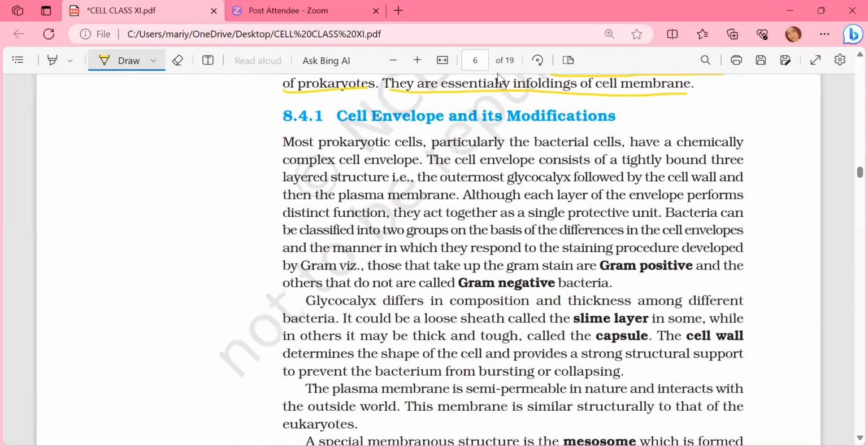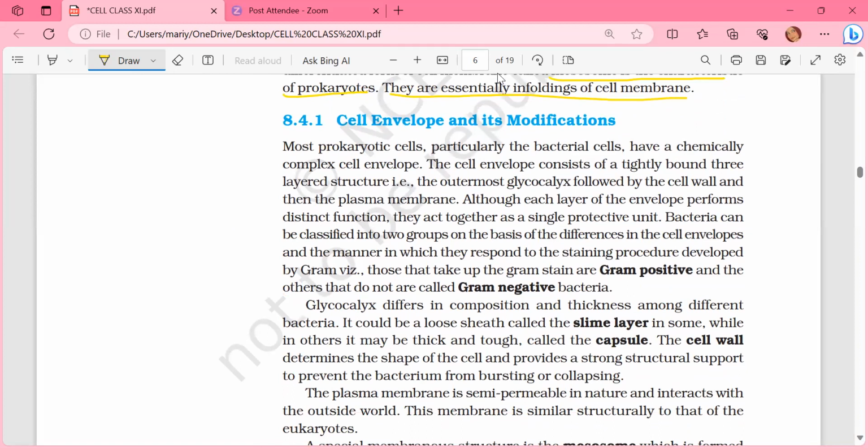Then talking about the cell envelope and its modifications. In most of the prokaryotic cells, particularly the bacterial cells, they have a chemically complex cell envelope. The cell envelope consists of a tightly bound three-layered structure. The outermost layer is formed by the glycocalyx, followed by the cell wall, and finally the innermost layer is the plasma membrane. So the three layers would be the glycocalyx, the cell wall as the second layer, and the plasma membrane as the third layer.